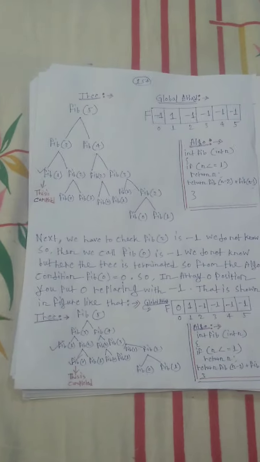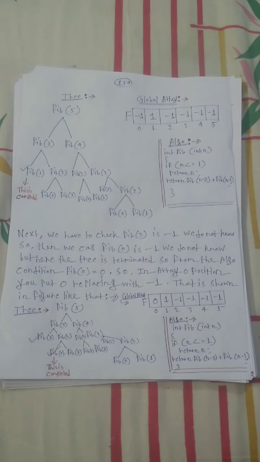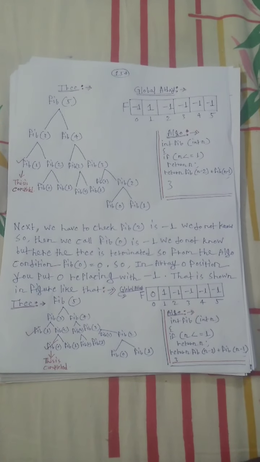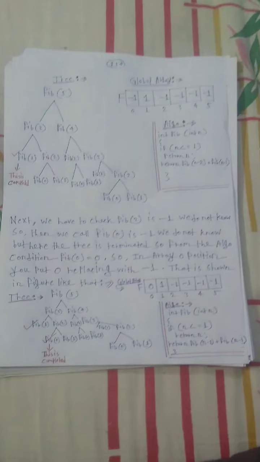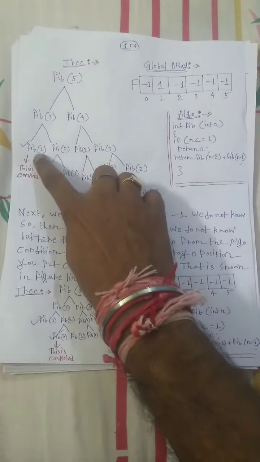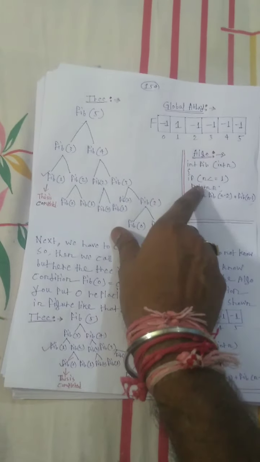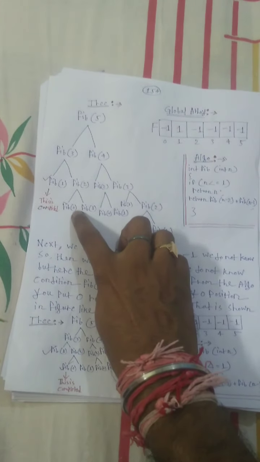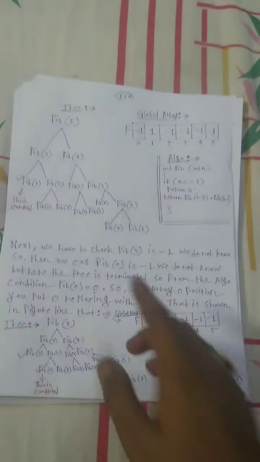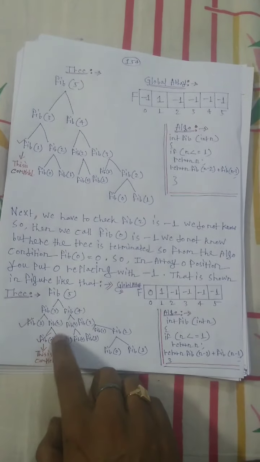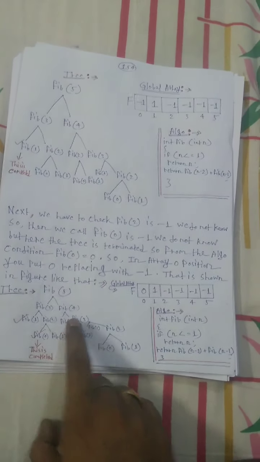Next we have to check fib 2. Fib 2 is -1, we do not know, so we call fib 0, which is -1, but here also the tree terminates. From the algorithm condition, fib 0 is equal to 0. So the -1 is replaced by 0, as shown in the figure. So fib 0 and fib 1 are completed.